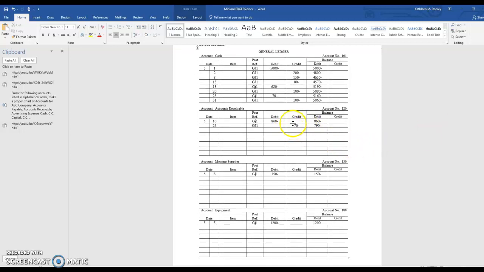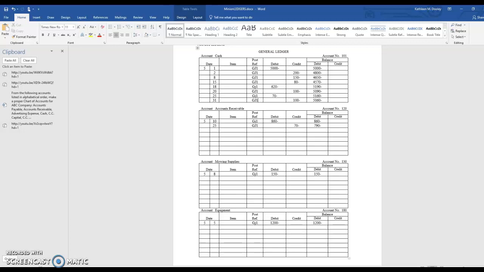Here's a $70 credit in accounts receivable. What if that was supposed to go in mowing supplies? Okay, and I put it in the wrong account. I still credited it. I still calculated the running total balance, but that doesn't necessarily mean everything is right. But it goes a long way if your debits equal your credits.